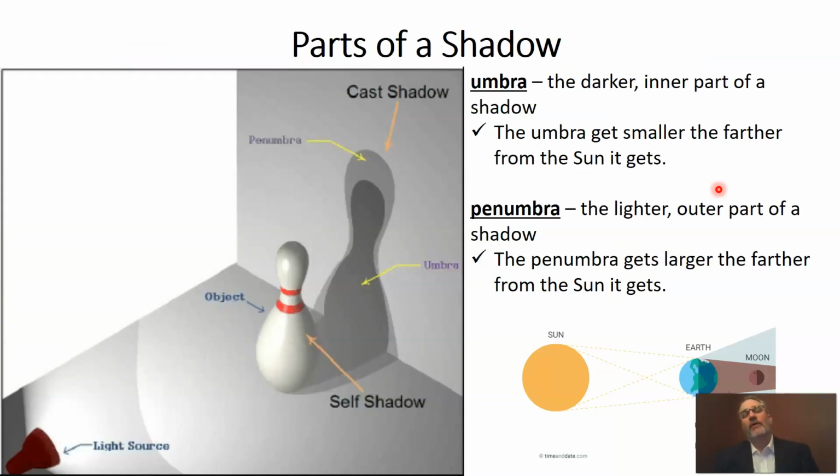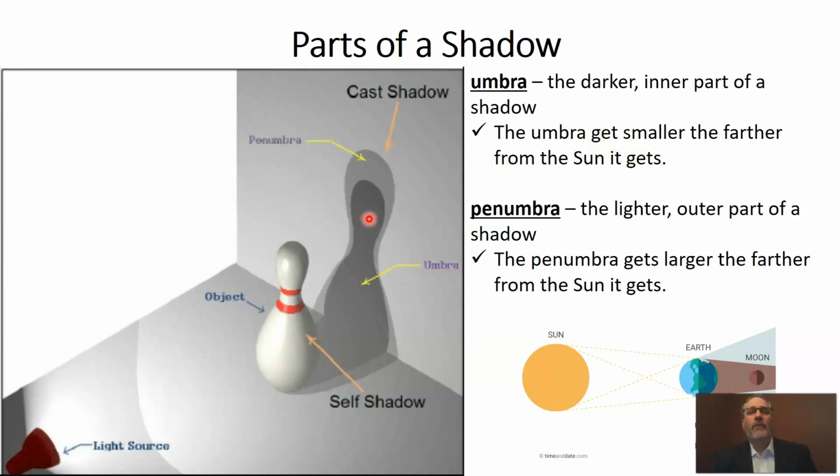So since eclipses are about shadows, there's two parts of a shadow that we need to be able to talk about. We need to be able to talk about the umbra and something called the penumbra. So here in our picture, we have a bowling pin and a light source, which is no different than, say, the sun as a light source and either the moon or the earth making a shadow out into space, but it's a little easier to see here. So the umbra is going to be this dark part of the shadow. It's the inner part of a shadow. It's really hard to observe here, but I want you to know that the umbra gets smaller the farther it gets from the sun.